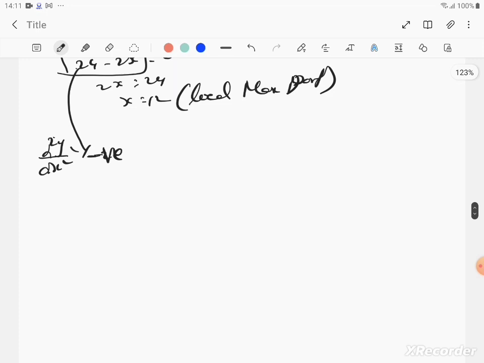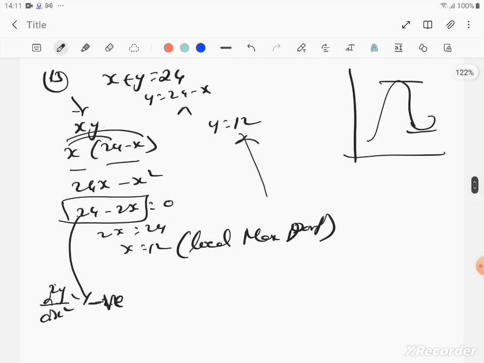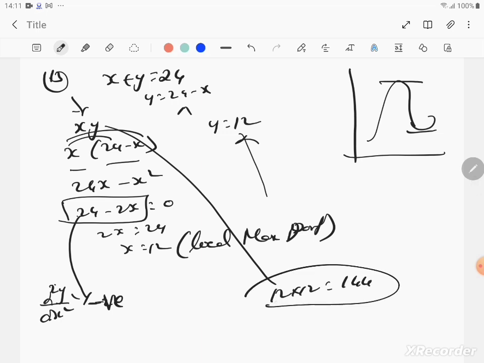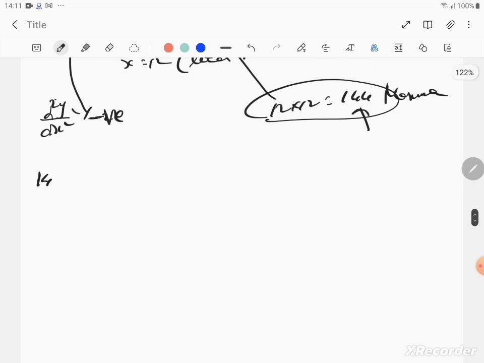Then they're asking for the product. If they ask you for the product, the product will be x into y, which is 12 into 12. So the maximum value could be 144. That's the maximum value, maxima. Okay, so let's go to the 14th question.